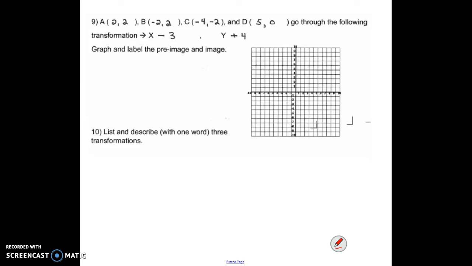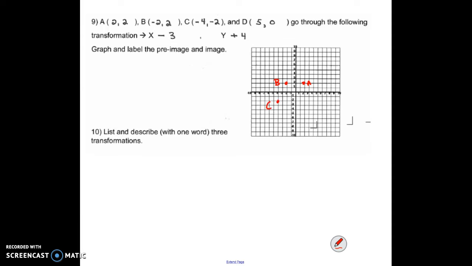Last two problems, number 9. It says, hey, these points, A, B, C, D, go through the following transformation. Subtract 3 from x and add 4 to y. Graph and label the pre-image and image. Oh, well, sweet. Okay. A is 2, 2. B is negative 2, 2. Here's B. C is negative 4, negative 2. And D is 5, 0.